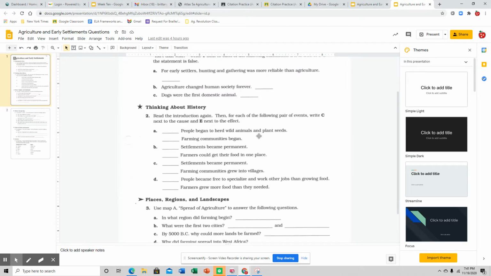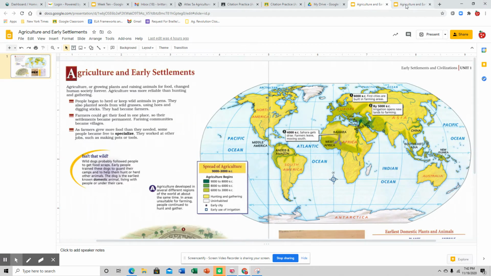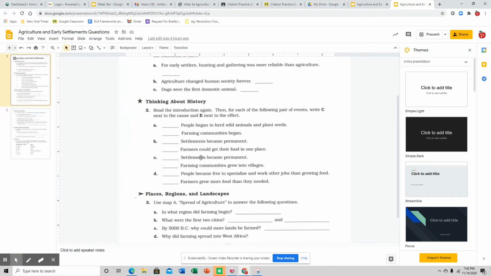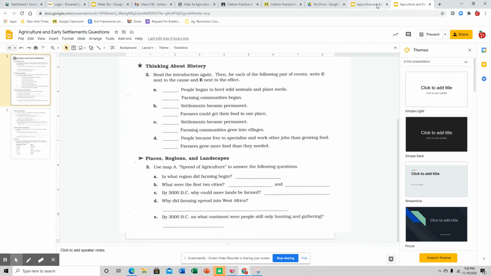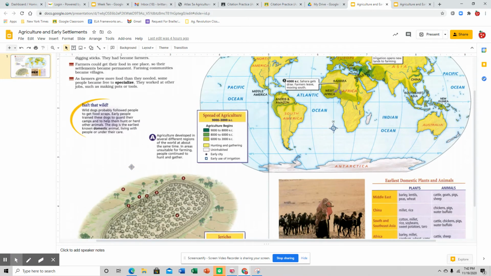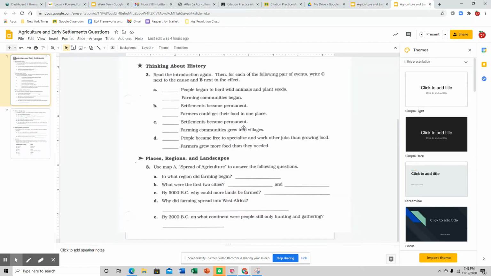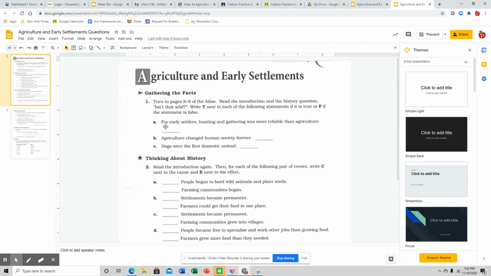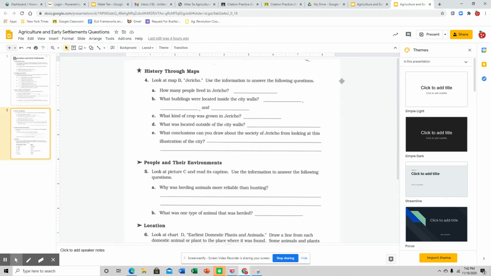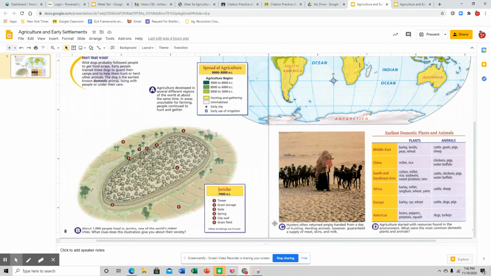And then whenever you come down here to number two, it wants you to read the introduction again for this next part. So just by looking at this introduction here, you'll be able to find all the answers you'll need. For number three, you're actually using map A. So if you go down, it looks like map A is this view of the globe. So this is where you need to go to be able to complete map A. And then it keeps going. So map B is down here.